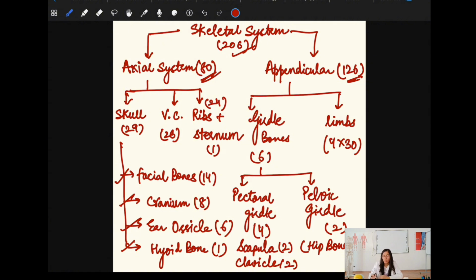So this was all about the skeletal system, with its division into the axial skeleton and the appendicular skeleton. In upcoming videos we will study the axial skeletal system, and in more detail we will study the skull majorly. This was just a basic introductory part about the skeletal system.